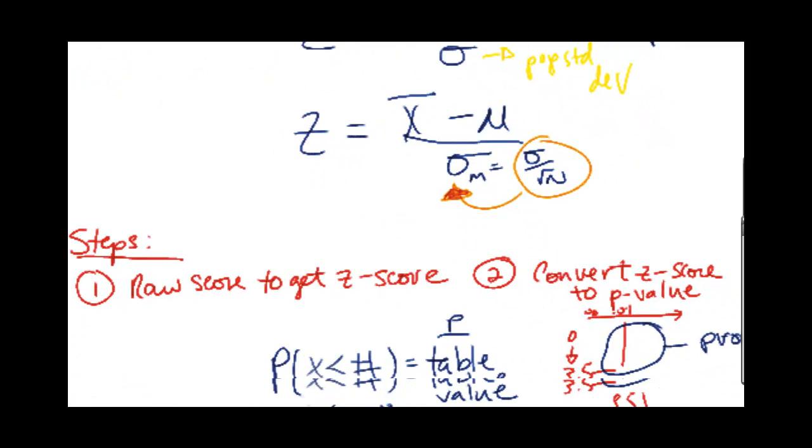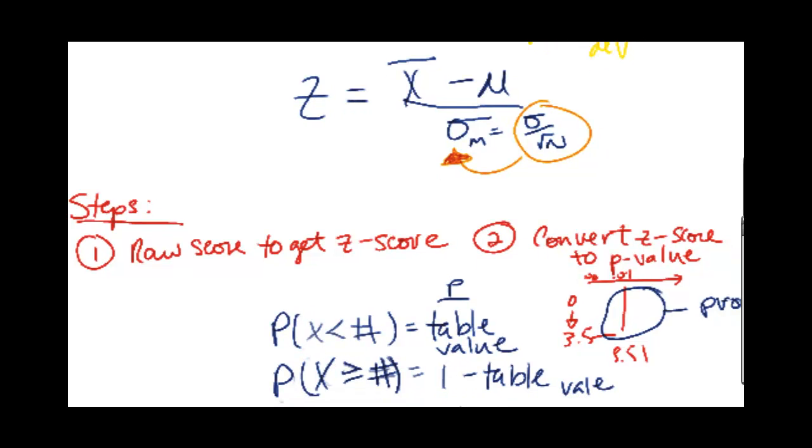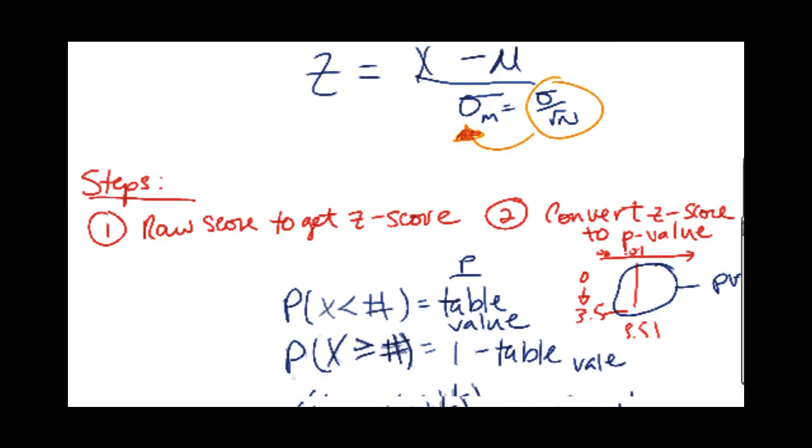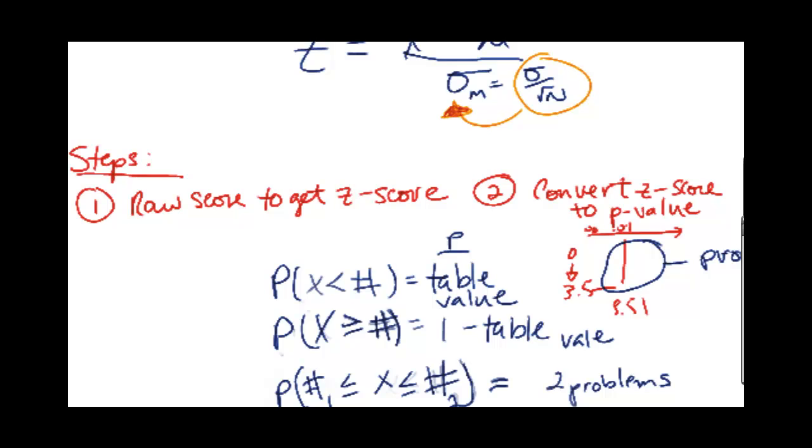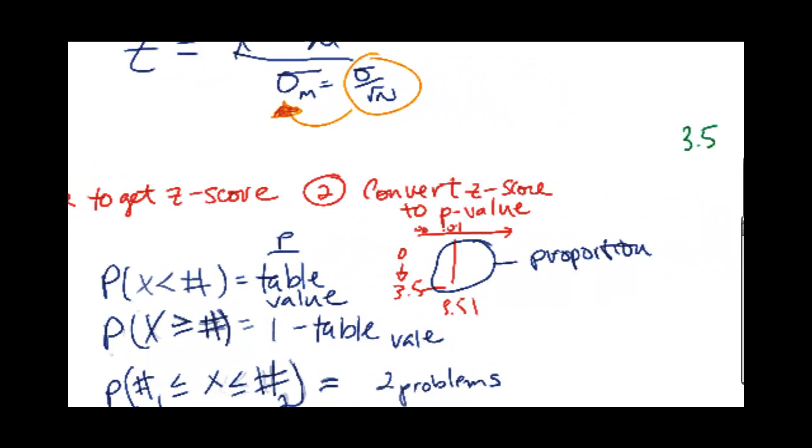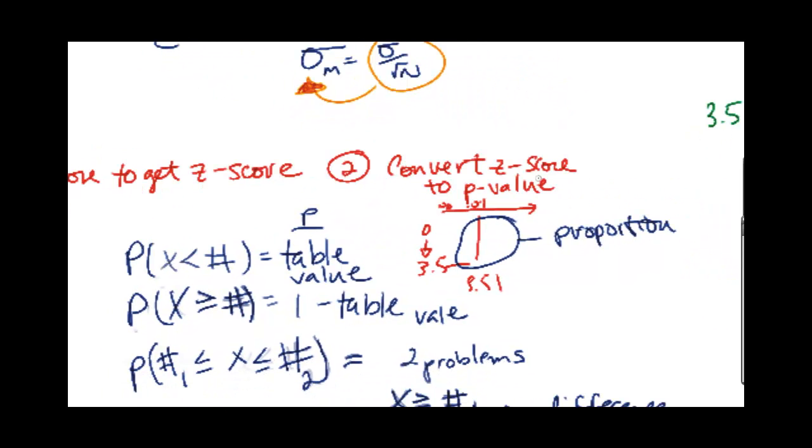So what are the steps? You've got to plug your raw score, your population mean and your population standard deviation into your formula for Z-score. Get a Z-score and convert that to a p-value, and that's the proportion less than your data.